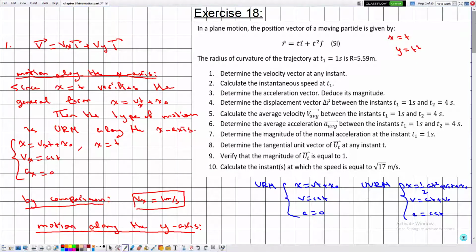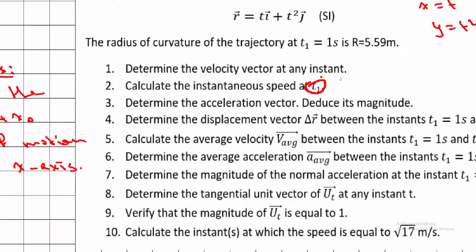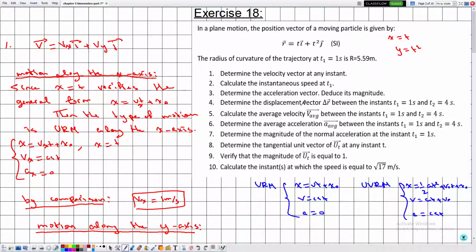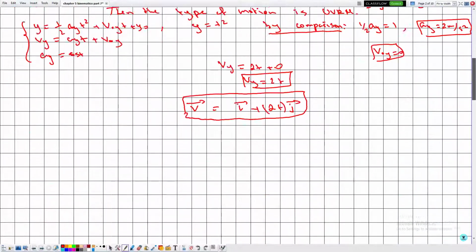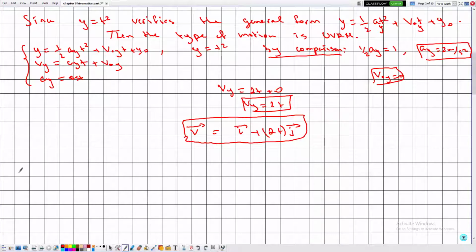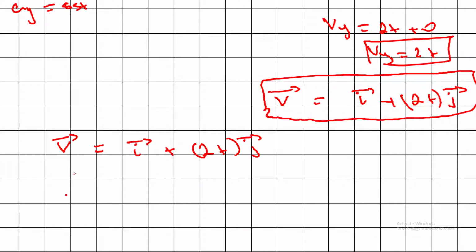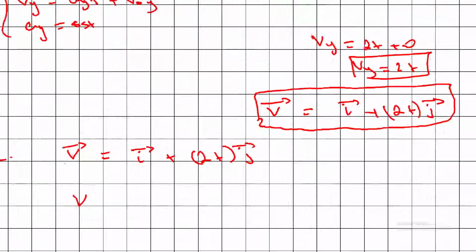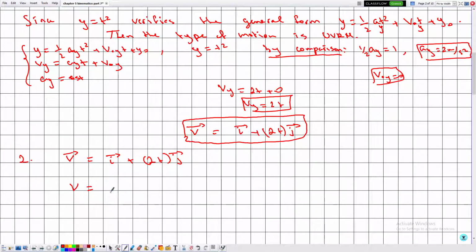In order to calculate the instantaneous speed at t1, first we need to determine the expression of the instantaneous speed as a function of time, and then we replace the value of t by t1, which is given by 1 second. So what does the speed represent? The speed is the magnitude of the velocity. But we know that the velocity is given by i plus 2tj. Since the speed is the magnitude of this vector, we drop down the vector, so this is the magnitude, and by definition the magnitude of any vector can be computed by using the square root of Vx squared plus Vy squared.